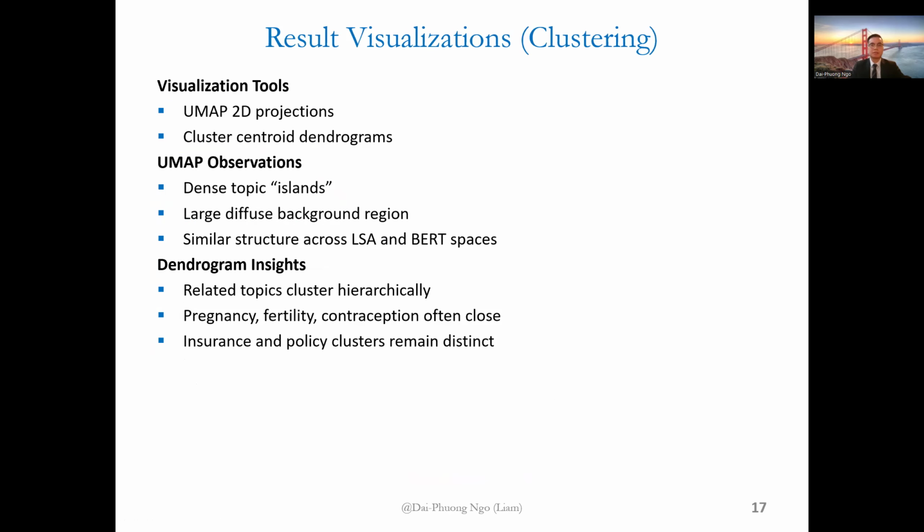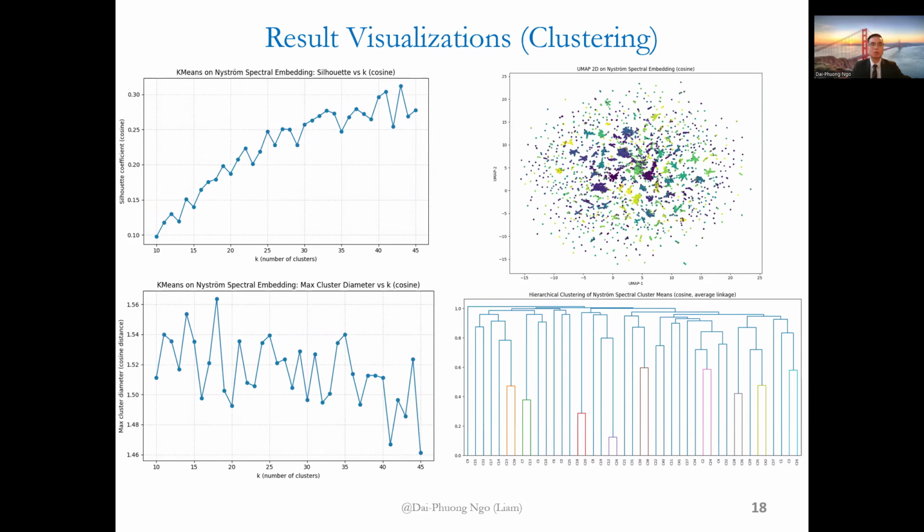For clustering, visualization plays a much more structural role. UMAP projections consistently reveal a pattern of dense topic islands surrounded by a large diffuse background. This holds across LSA-based models and BERT-based models, though the islands become much sharper in the embedding space. In the OPTICS run, these islands correspond almost exactly to the clusters, with the background treated as noise.